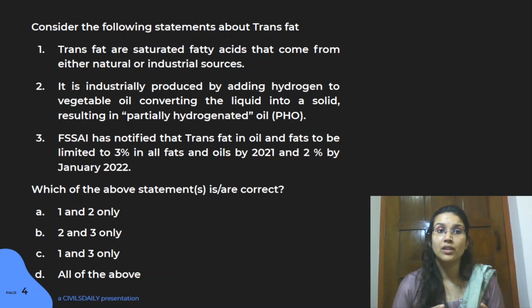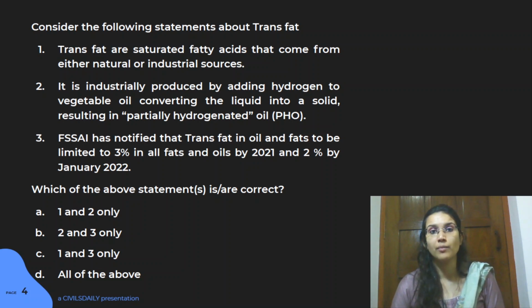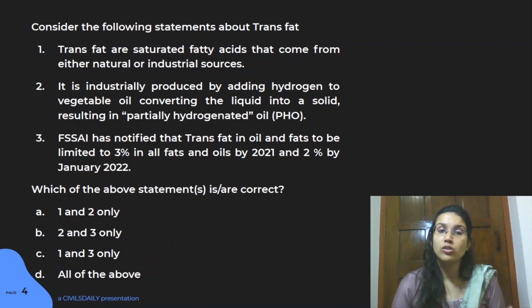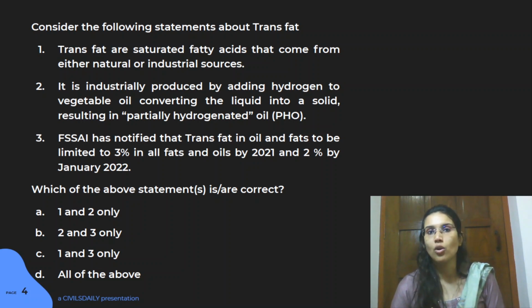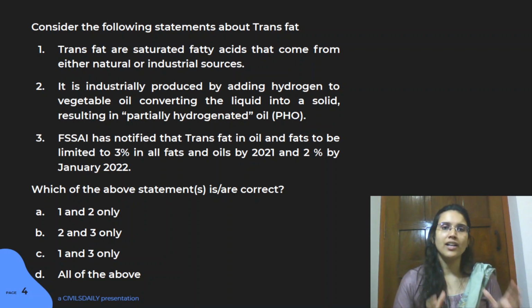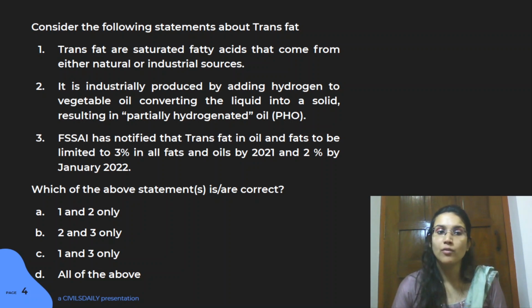So one more thing, usually people think that it's always industrially produced. That is not true. In fact, it is also naturally found. It's naturally found in a lot of dairy products and meat. Red meat also has a certain amount of trans fat. But that naturally sourced trans fat is not very unhealthy. But again, a lot of doctors say that whatever food has trans fat, you should always eat that in limit. So these are the three statements for you guys, and the answer for this particular question is B.